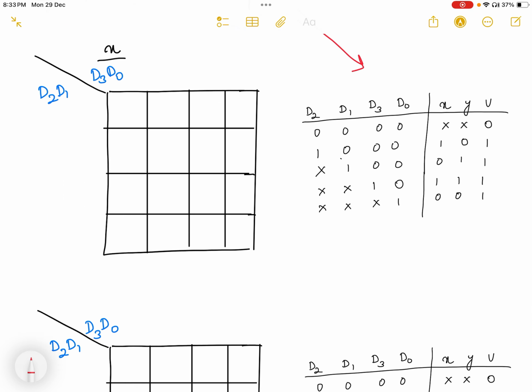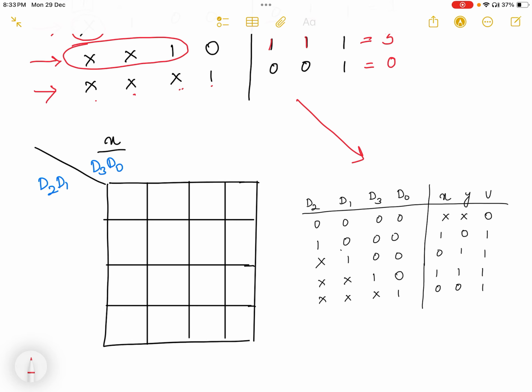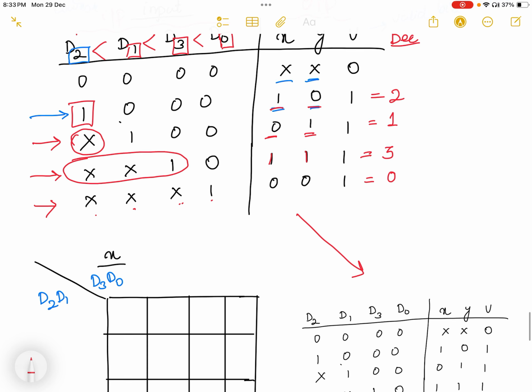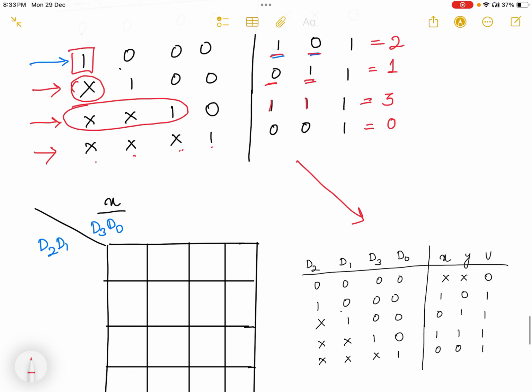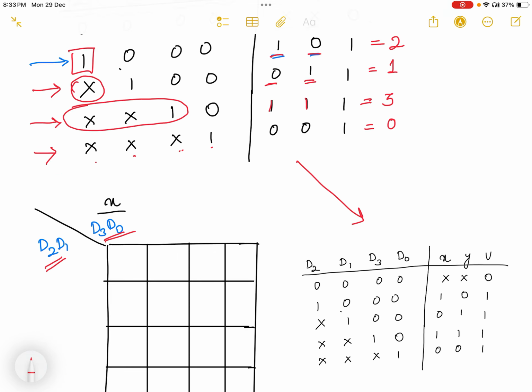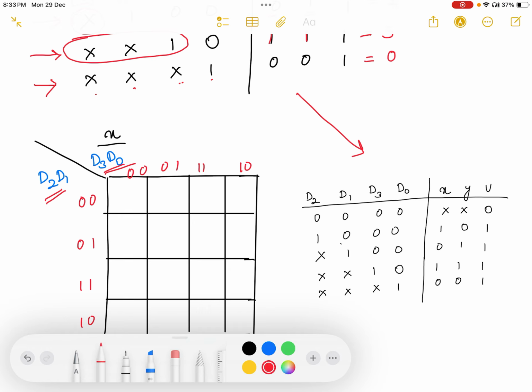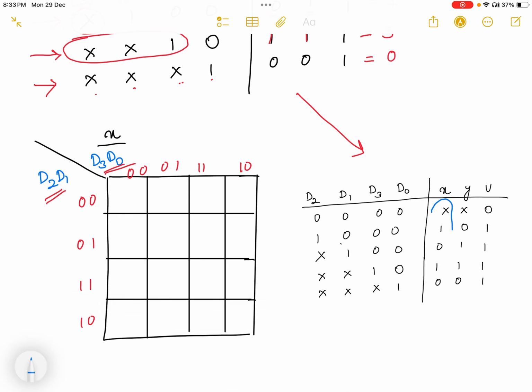Let us first write down X; I replicate the same table here. I have to write down the four variable K-map. The most important thing is that when you are writing the K-map, you need to write the input variables in the same order as in the table: D2, D1, D3, D0. So this is a four variable K-map, and I am writing it for the variable X.